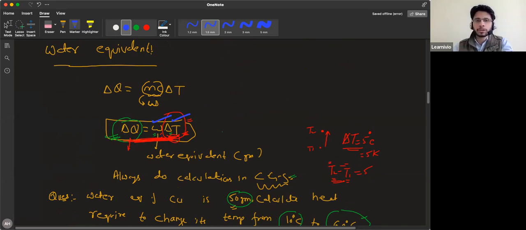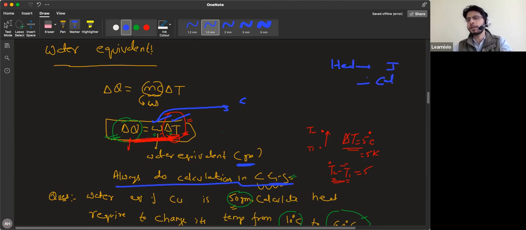And remember one thing: the CGS unit of water equivalent is gram. When water equivalent is given, always do your calculation in CGS units. Never do your calculation in SI units; always prefer CGS. For heat, the SI unit is joule and the CGS unit is calorie. So when you have water equivalent, your answer will always come in calories.